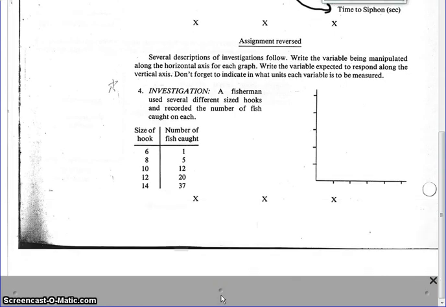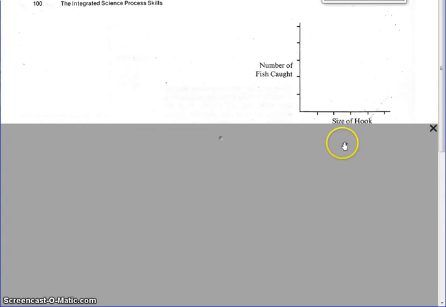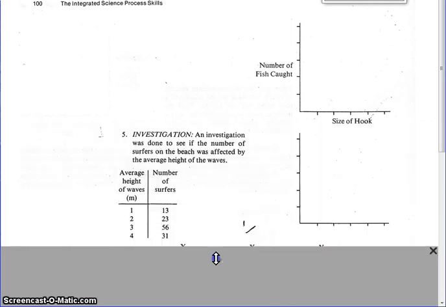And we are on the next page. All right, the size of your hook was your independent variable. The number of fish was your dependent variable. So let's go ahead. Let's give another practice try on these. Here's your next investigation as to what is to determine. An investigation was done to see if the number of surfers on the beach was affected by the average height of the waves. Go ahead, take 20 seconds, go.